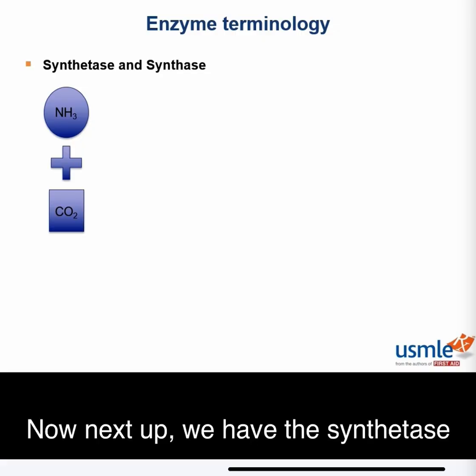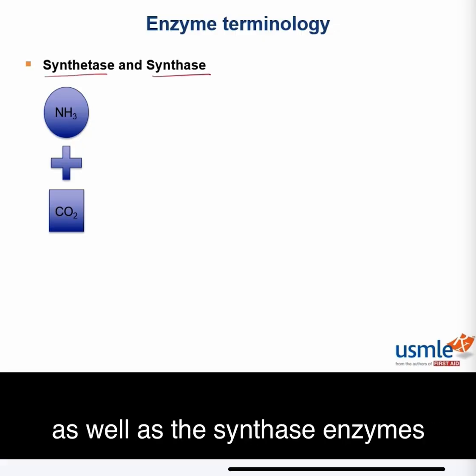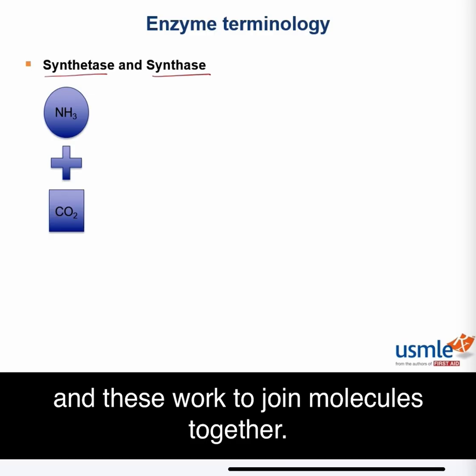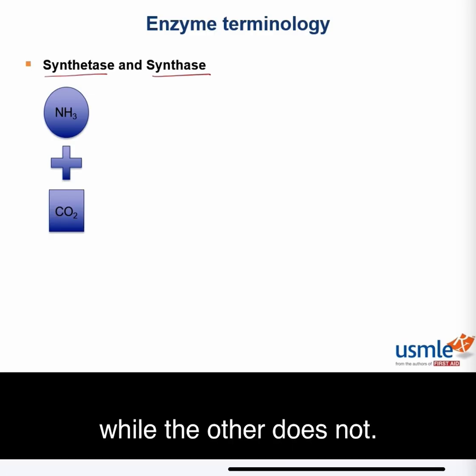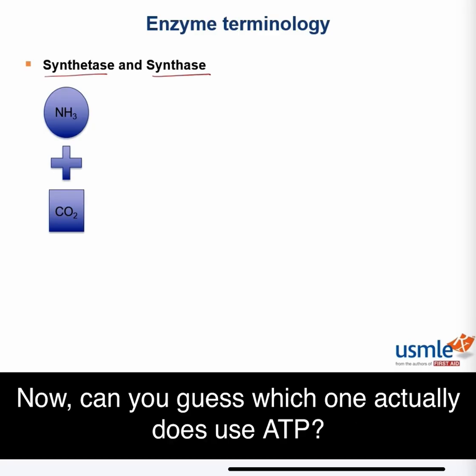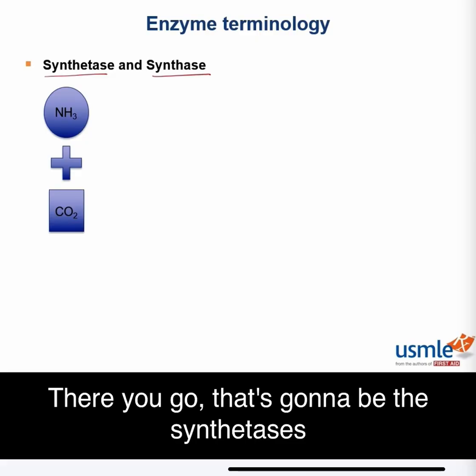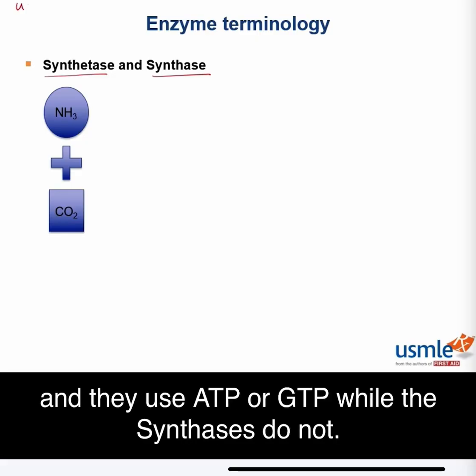Now next up, we have the synthetases as well as the synthase enzymes. And these work to join molecules together. The only difference here is that one uses ATP while the other does not. Now can you guess which one actually does use ATP? There you go, that's going to be the synthetases, and they use ATP or GTP, while the synthases do not.